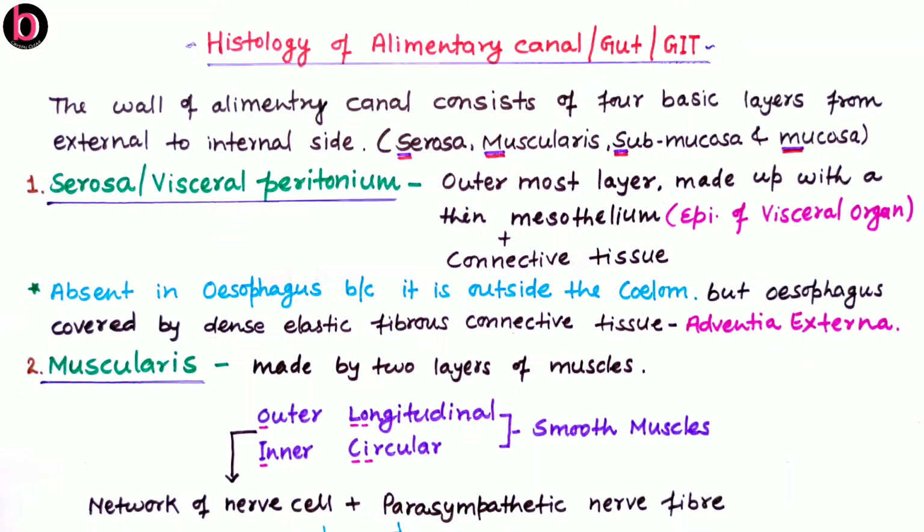The second layer is muscularis, made up of two layers of muscles. The outer layer is longitudinal muscles, while the inner layer is circular muscles. Here you can memorize: longitudinal, L and O, O for outer. Circular, CI, I for inner and C for circular. So the inner one is made by circular muscles, while the outer one is made by longitudinal muscles, and both these layers are smooth muscles.